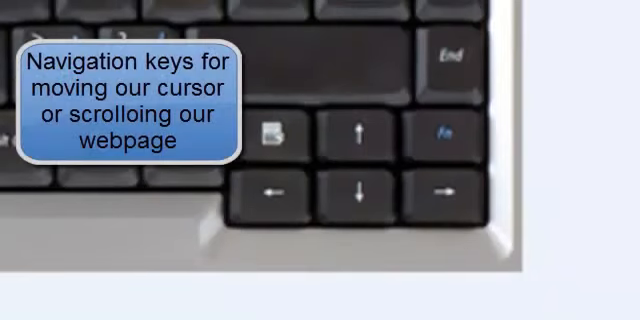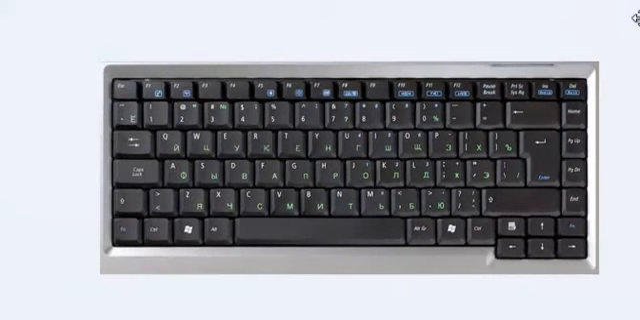Navigation keys, we have left arrow, right arrow, up arrow and down arrow. Now these can move the cursor or selection one space or line in the direction of the arrow, or scroll a web page in the direction of the arrow. So I hope that helps you to understand there's a little bit more to the keyboard than you first thought. Thanks very much.